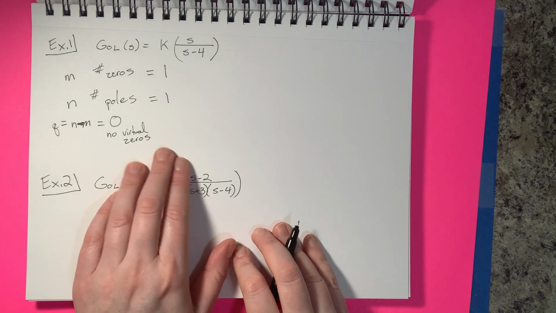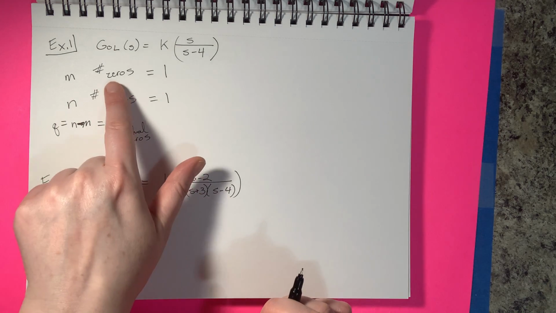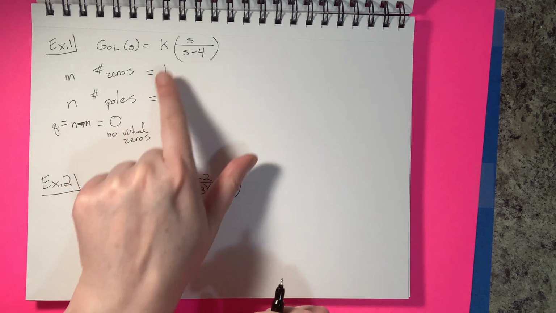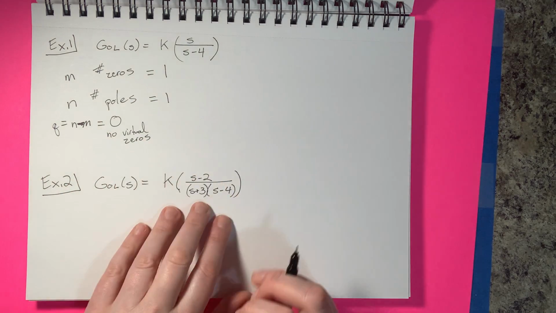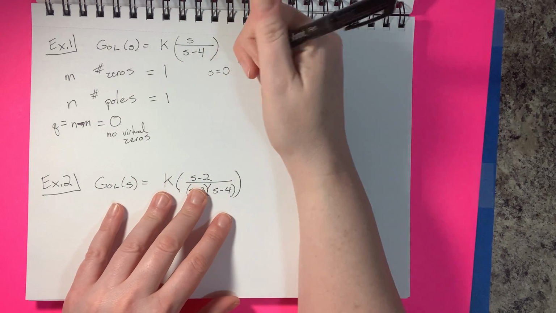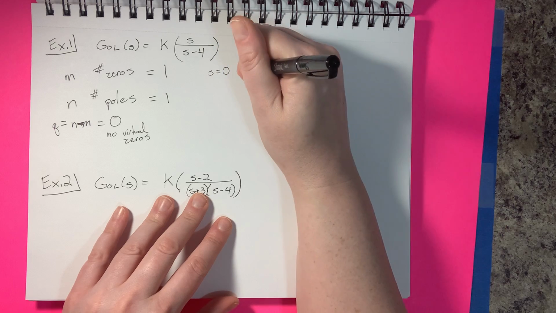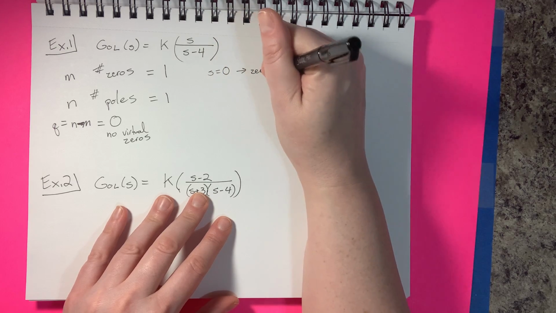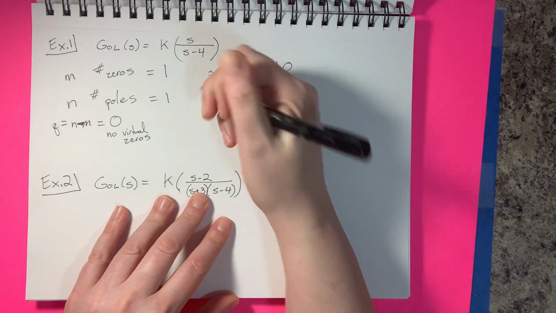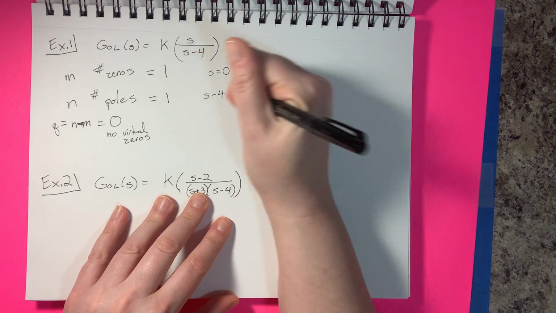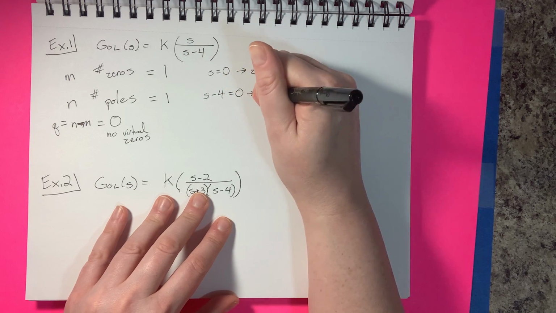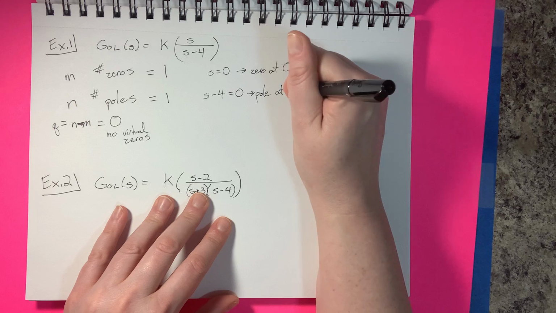Okay, now I want to solve for where the zeros are, or we have 1 zero here. Where is it? And same with the pole, where is that located? Okay, so we'll solve s equals 0, and that means that our zero is at 0. It's just at the origin. Okay, we now solve the denominator polynomial. S minus 4 equals 0. So that means our pole is at positive 4.